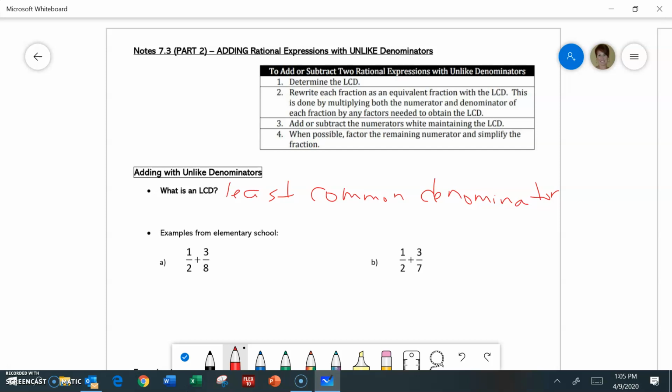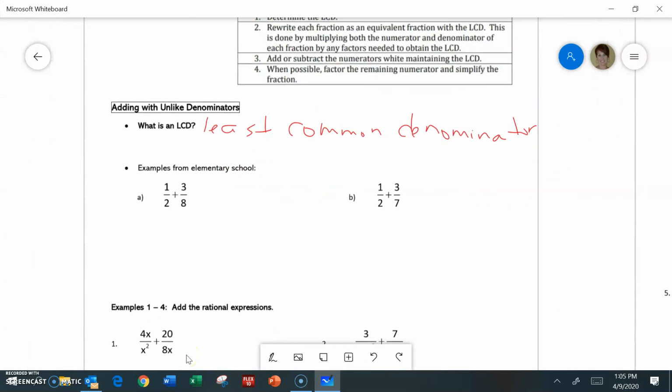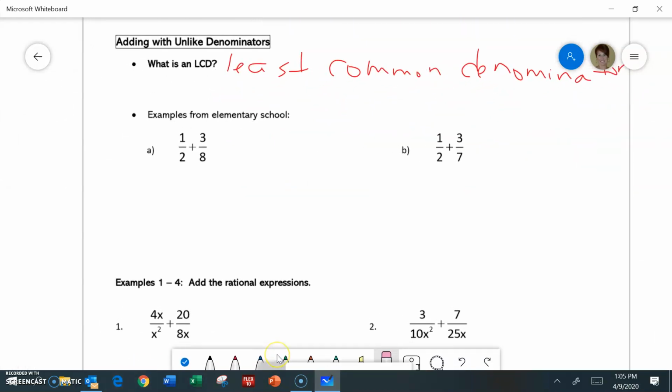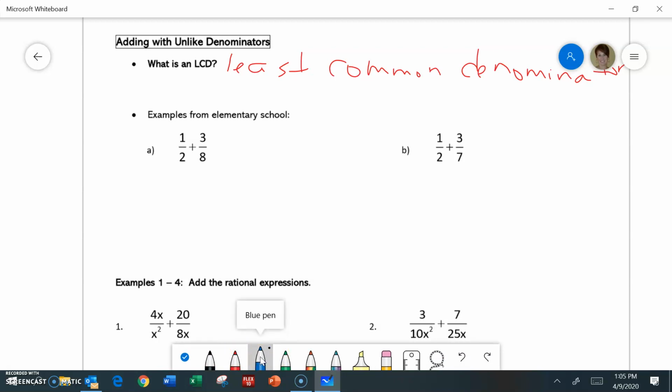So I think the easiest way to explain is to look at our example for part A. If you were going to add by hand, not on a calculator, 1/2 plus 3/8, I'm going to blow this up. What we need to figure out is the smallest number that 2 and 8 both divide into. Well, since 2 goes into 8, our LCD here is going to be 8.